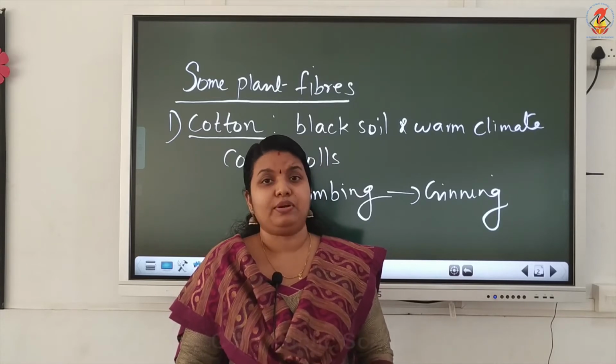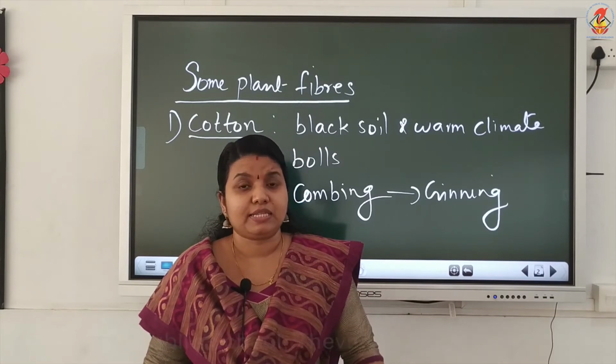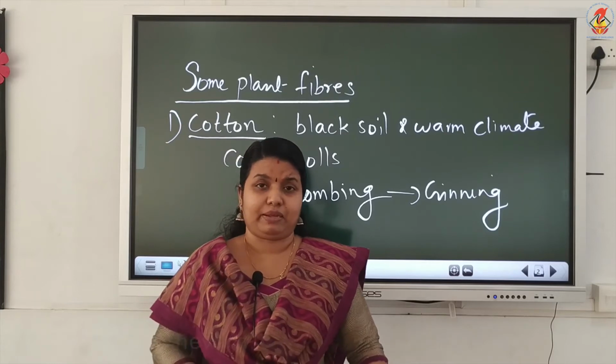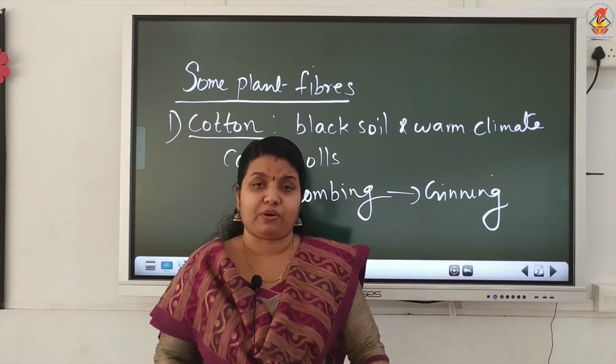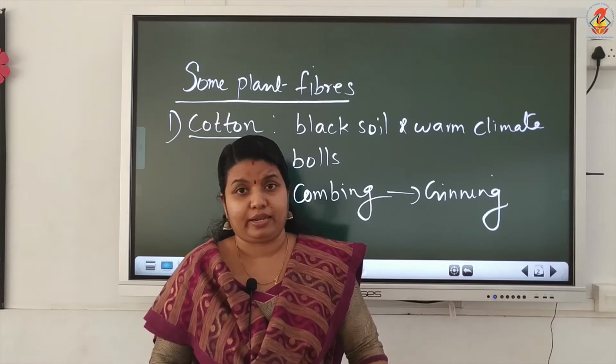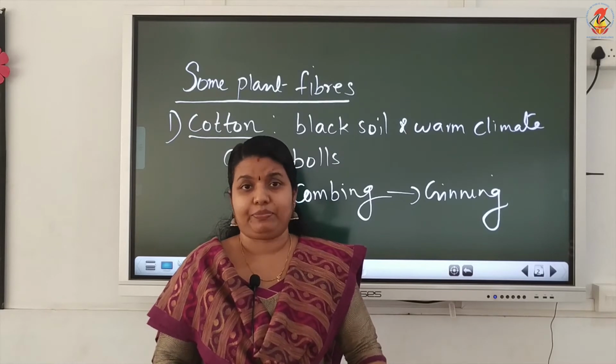From these bolls, the fibers can be separated using our hands. Now the seeds are to be removed. That is done with a comb-like instrument. We call it combing, and this process is known as ginning of cotton. Traditionally ginning was done with hand, but nowadays machines are available for it.